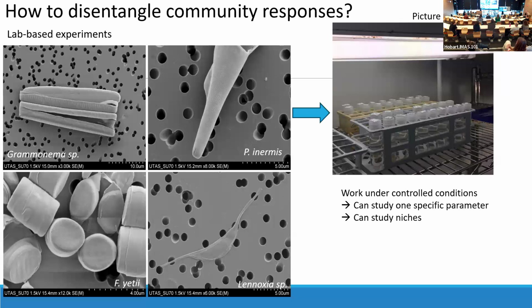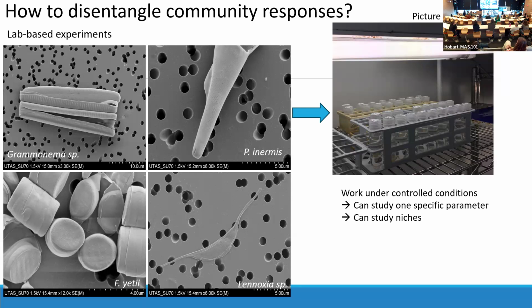These are 4 Southern Ocean diatoms. The top left one is associated with ice environment. The top right one, Proboscia, is a typical diatom of open ocean waters. And then the 2 small bottom ones were isolated from one of our experiments at the SOTS station.